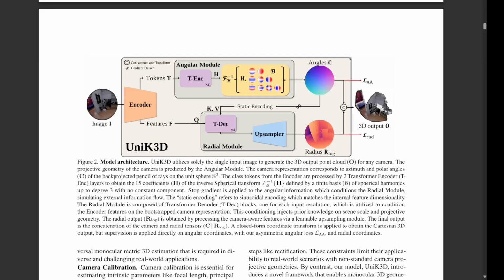First, you've got an encoder backbone. This is a vision transformer, a ViT. It takes the input image and chews on it to extract features, both detailed, dense features across the image and some global summary tokens. Pretty standard first step these days. Right, image goes in, features come out.